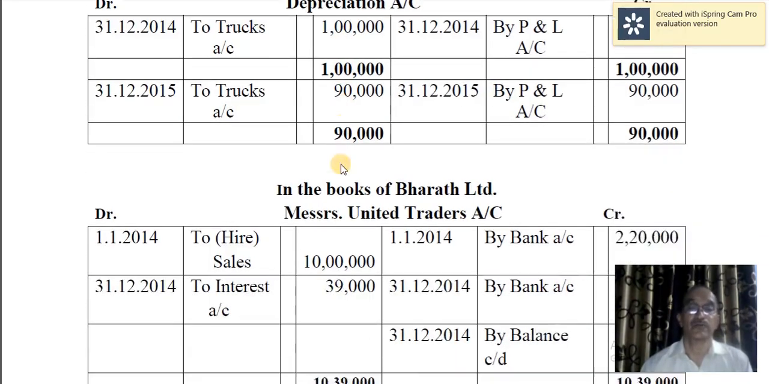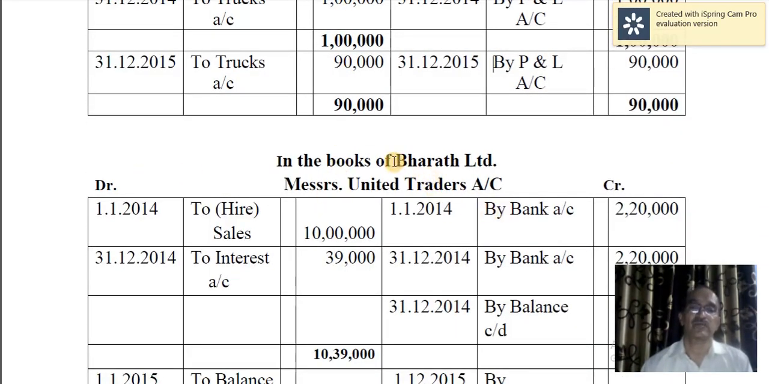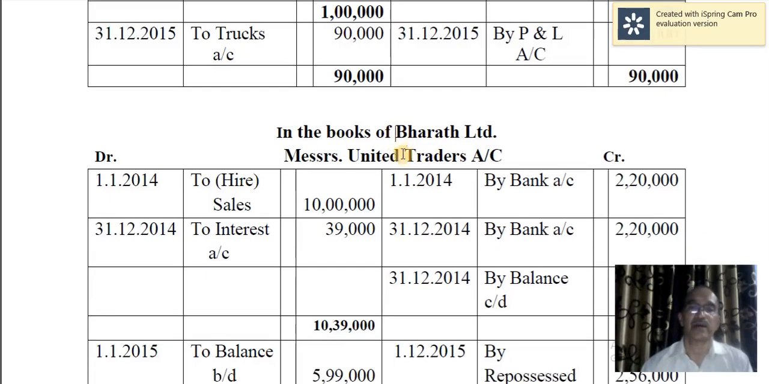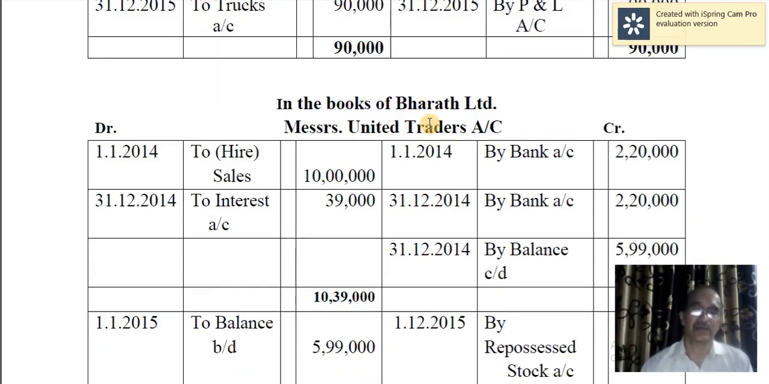Now we'll move on to hire vendors' books. Hire vendors are Bharat Limited. Let us see how the transactions are recorded in their books by opening the ledger accounts. So first one is Messrs United Traders account. And the other one is interest account, and the next one is repossessed stock account.